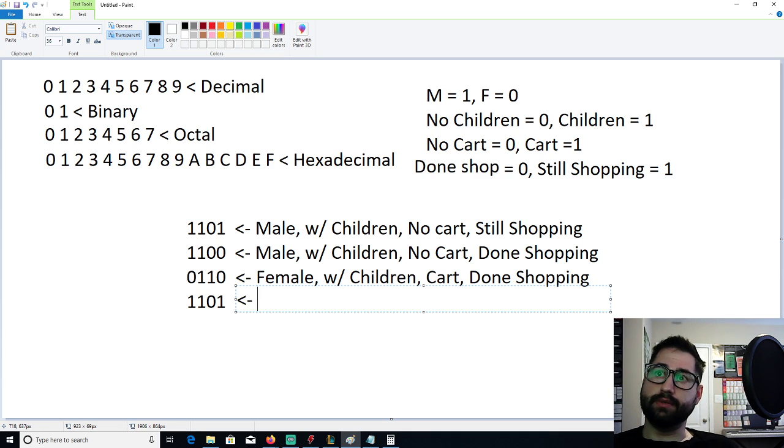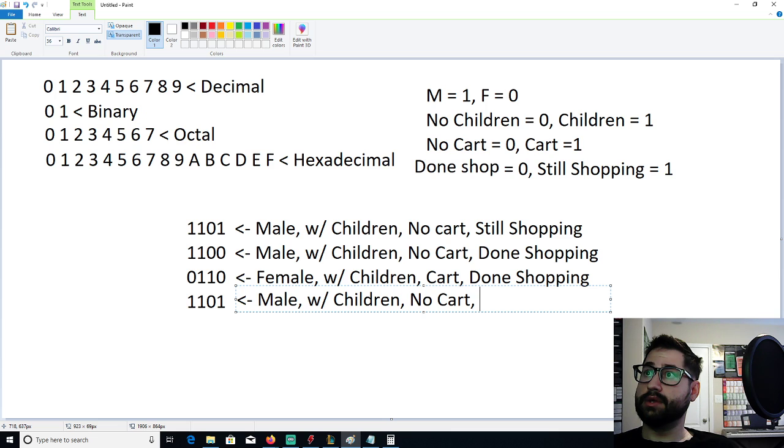We say one is a male. Once again, with children. Apparently, everybody coming to our store has children. Must be a toy shop or something. Children, zero. No cart. Apparently, guys don't like carts either. And still shopping. Right, so data analysis.